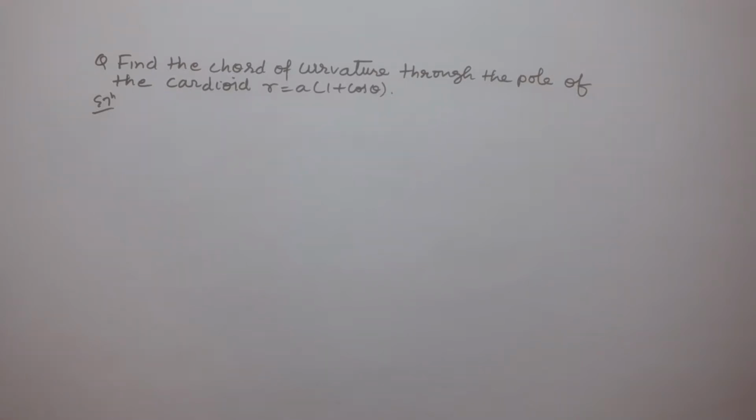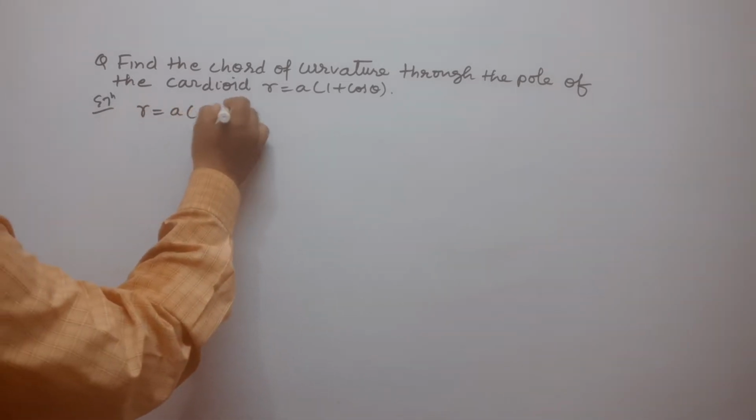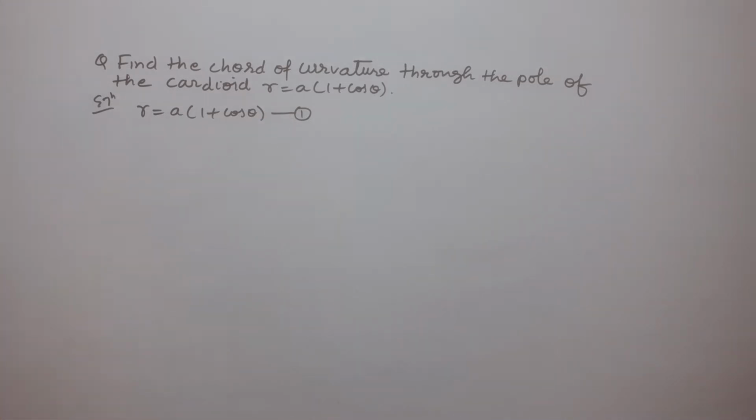Students, in this question we have to find the chord of curvature through the pole of the cardioid r is equal to a(1 + cos theta). This is the equation of the cardioid and we have to find the chord of curvature through the pole. We know that the formula for the chord of curvature through the pole is 2 rho sin phi. So first we find phi and rho, apply the formula, and get the chord of curvature through the pole.